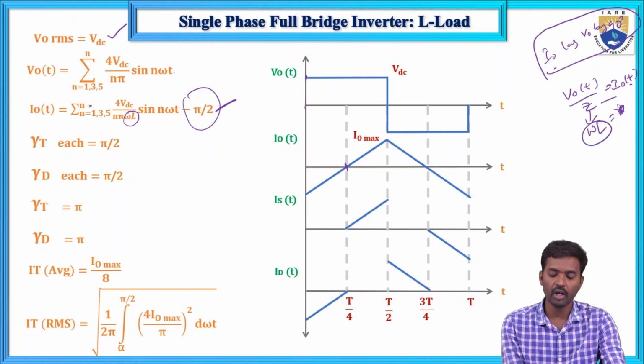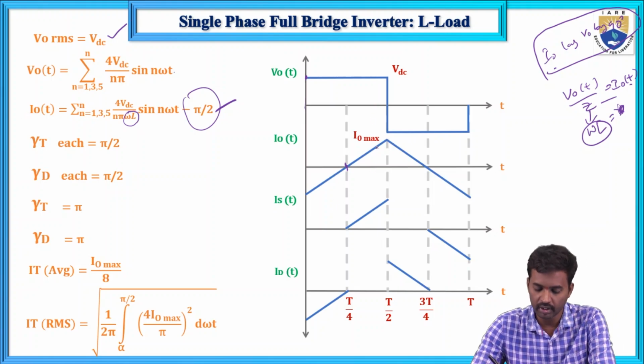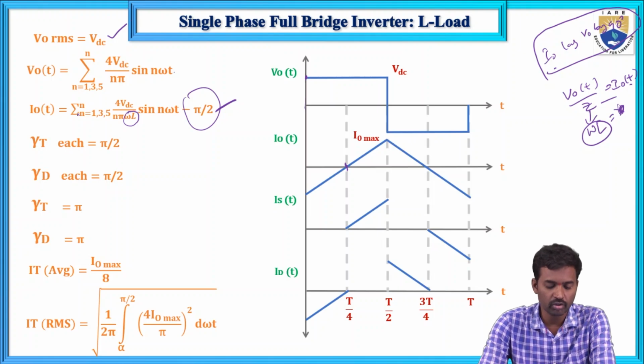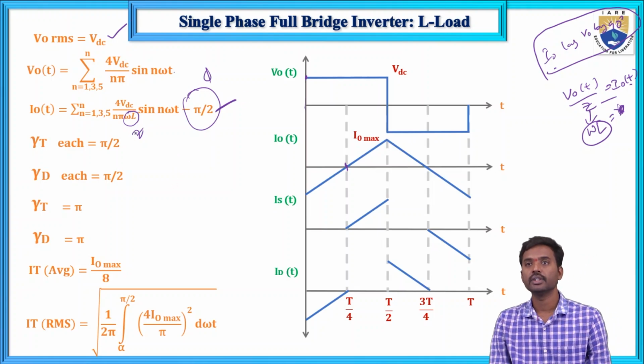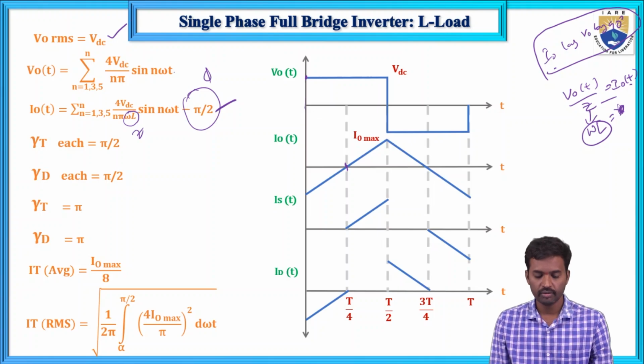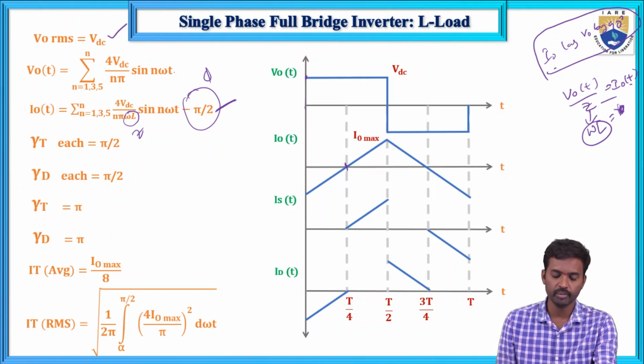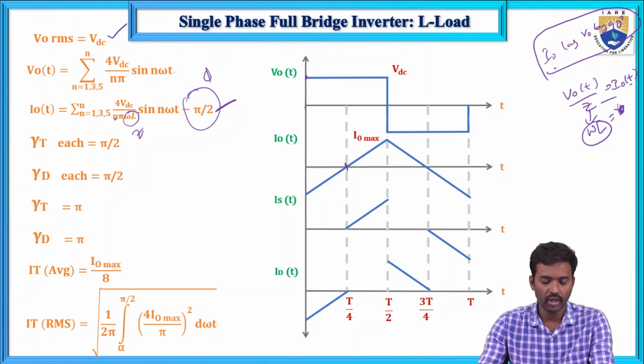Now the final output current. The final output current in Fourier series, sigma n equals 1, 3, 5 and so on, is 4 VDC by n pi Z, where Z is omega L, times sine of n omega t minus pi by 2. Here this is the phi value and this is the Z value. Here phi equals pi by 2. So the fundamental component means substituting n equals 1 for V0 of t and I0 of t.